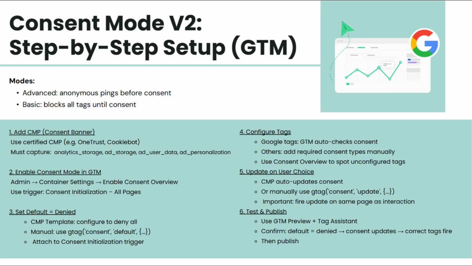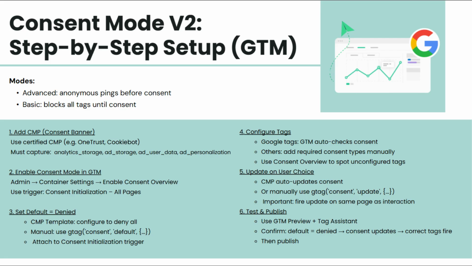Many CMPs are available. Choose one that is Google CMP Partner certified if possible, as it will likely support Consent Mode v2 out of the box. Step 2. Enable consent mode in GTM. As discussed, go to GTM Admin, then Container Settings, and enable the consent overview. Next, in your GTM workspace, add a consent initialization trigger, a built-in trigger. Usually, GTM already has one called Consent Initialization - All Pages. This trigger will be used in the next step.